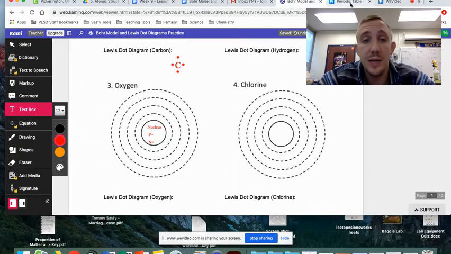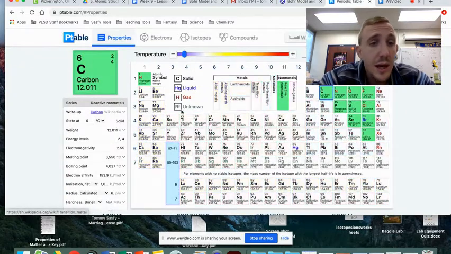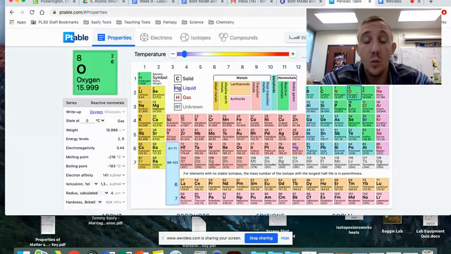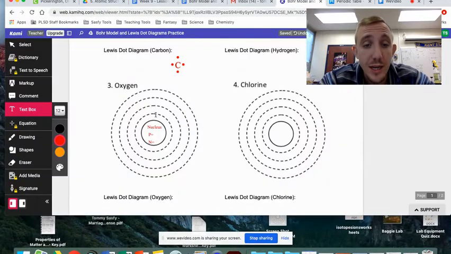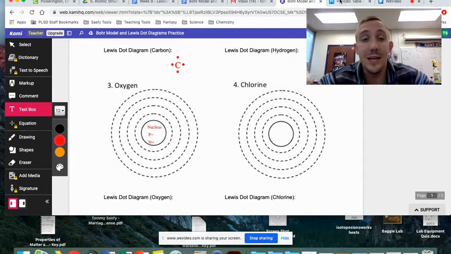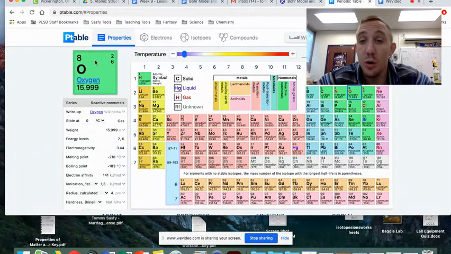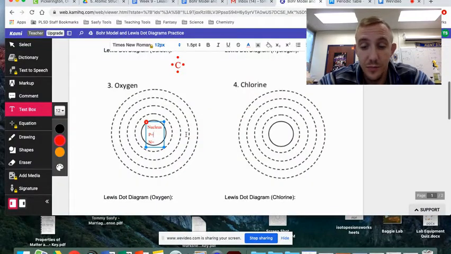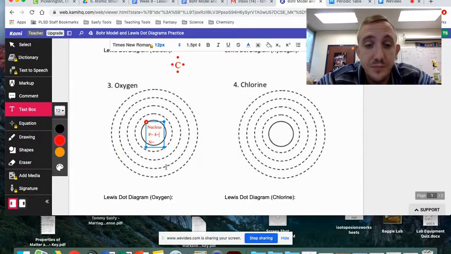So I'm going to go back to my periodic table and look at oxygen. Once again, it's in period 2. So what that's telling me is I'm only going to use this first energy level and this second energy level. I'm not going to get to the third or fourth level because I don't have enough electrons to fill that second energy level. So looking at oxygen, I have 8 protons, so I'm going to fill that in. So I have 8 positives.